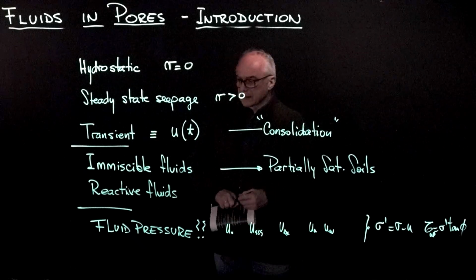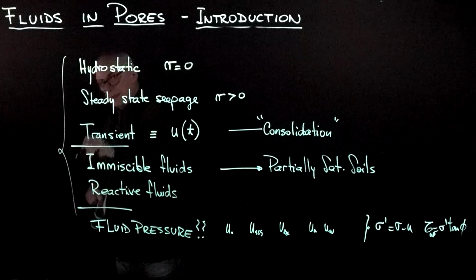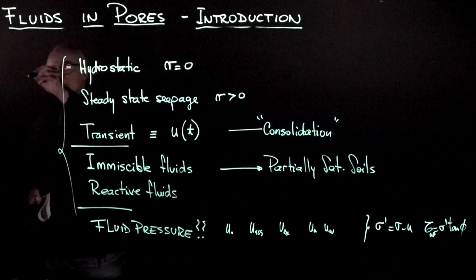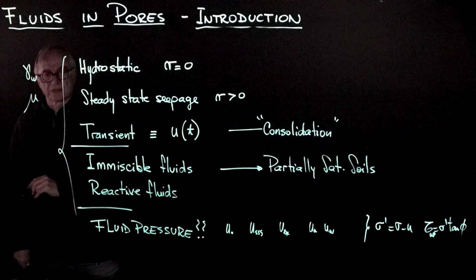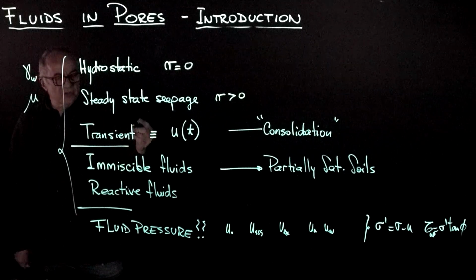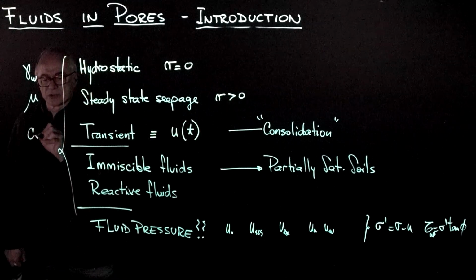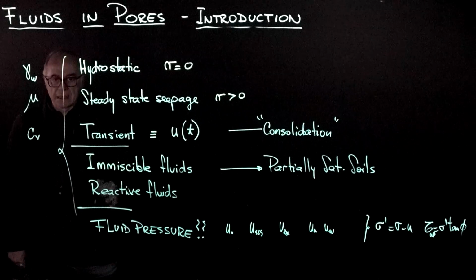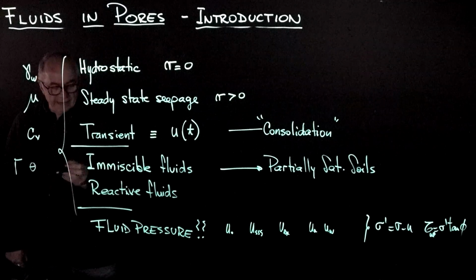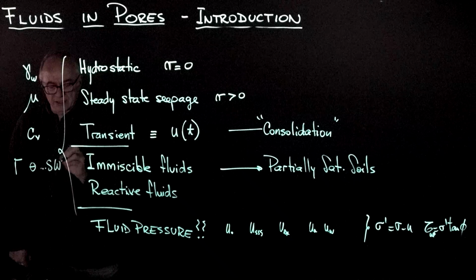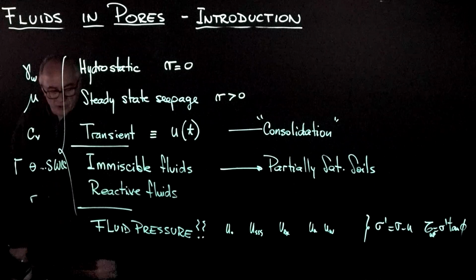On top of all this, there are important material parameters that are involved. For example, if there is hydrostatic, we have the mass density or the unit weight of the water. If there is a steady state seepage, clearly viscosity becomes important. In transient conditions, because it's a diffusion process, it's the pressure diffusion, which in this context we are going to call the coefficient of consolidation. In immiscible fluid flows, we're going to have the surface tension, the contact angle, and that leads to the soil-water characteristic curve. And in reactive fluid transport, there's some form of a reactivity coefficient.